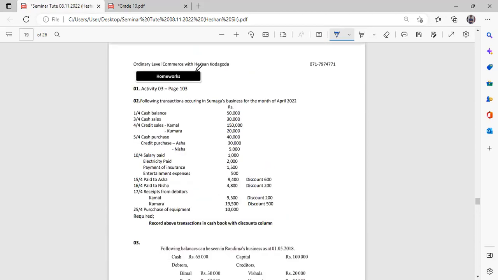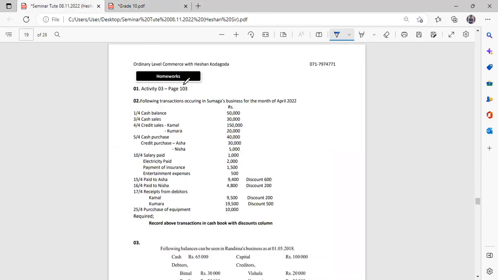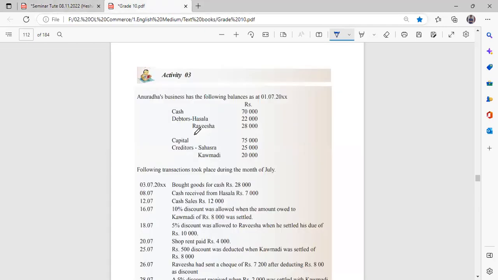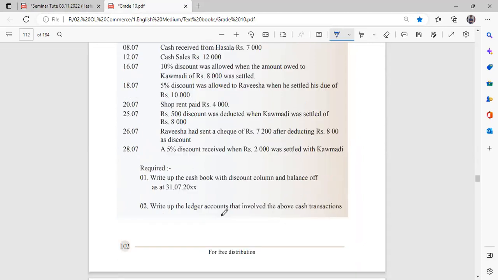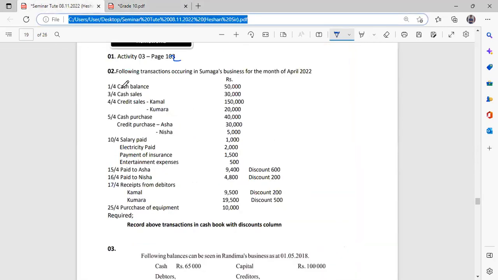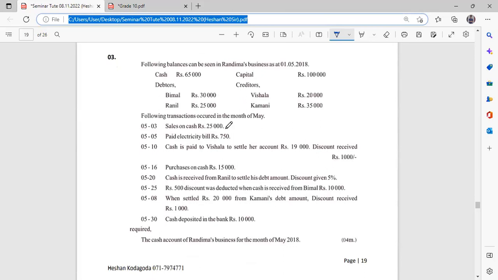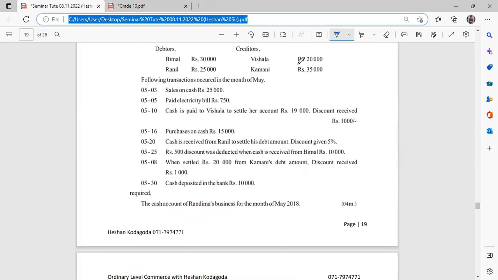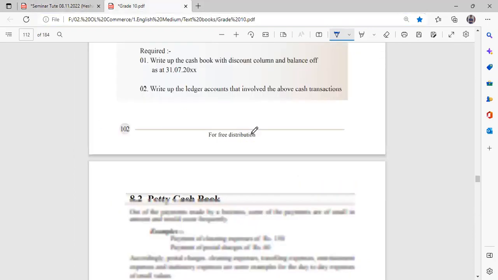Now these are the homeworks. Activity 3 on page number 102. So this should be 102, right? Okay. Activity 3, so you can do it on your own. You know how to record it, and you need to record these things in the ledger accounts as well. I extracted this from the teacher's guide. Now this is from a past paper, not the whole past paper. This is from the term test paper in Northwestern Province 2018. So do this as well, and then we can move to the petty cash book.